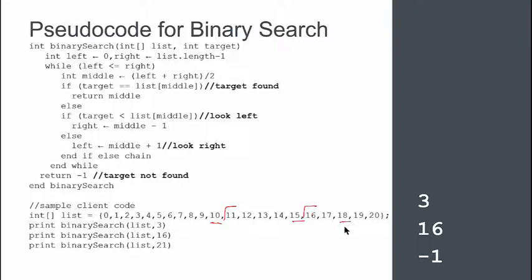18 is the new middle number. Still greater than that, we go to the right again. 19 is the new middle number. Still greater than that, we go to the right again. 20 is the new middle number since there's only one value left to look at.